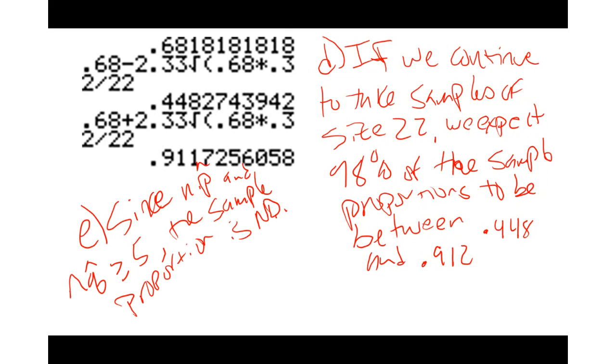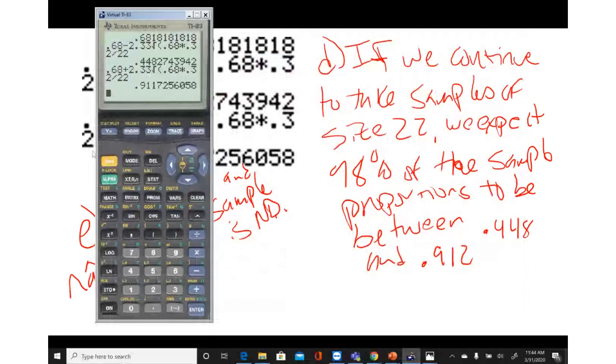Now, just to refresh your memory, we can do this using the calculator. If we go to stat, we go to test, and we go to 1-proportion Z interval. It was 15 out of 22, wasn't it? Yeah, it was 15 out of 22. Okay, thank you. And we did a 98% confidence interval. And we go to calculate, and we'll get 0.45 and 0.912.